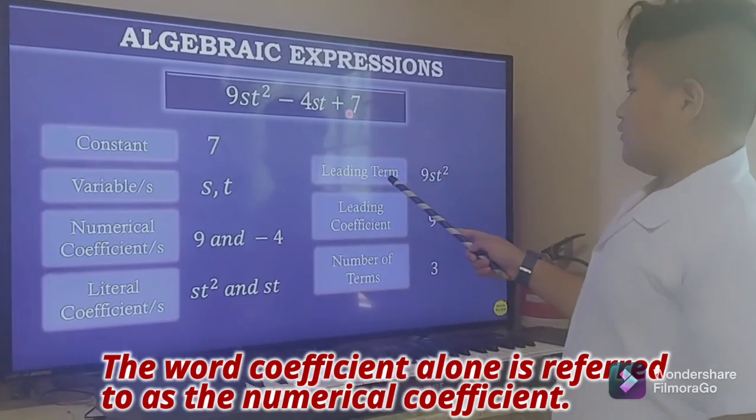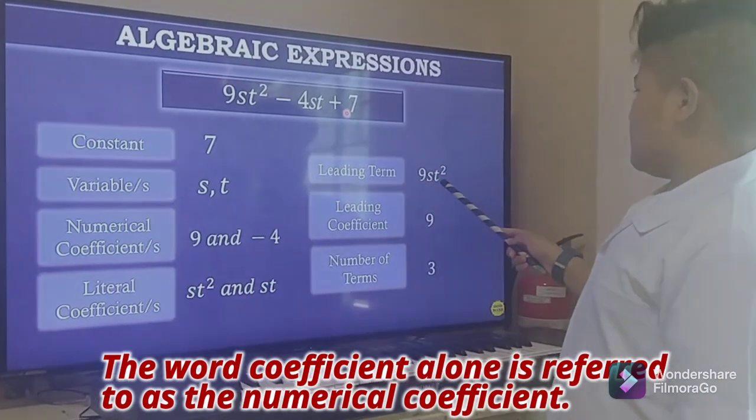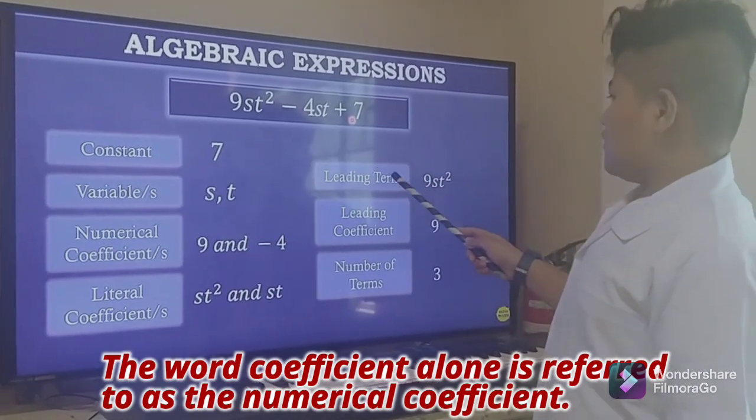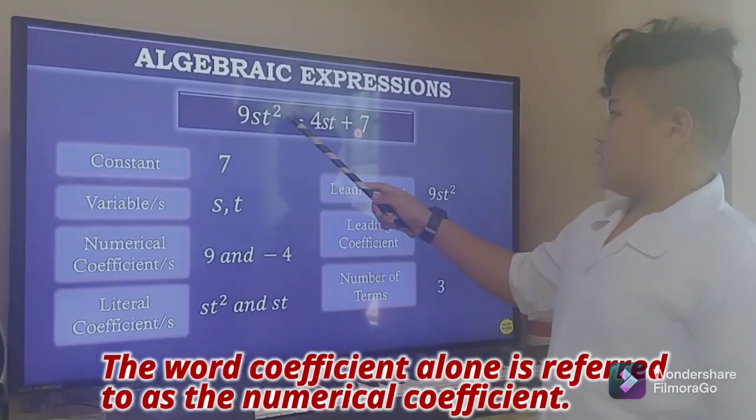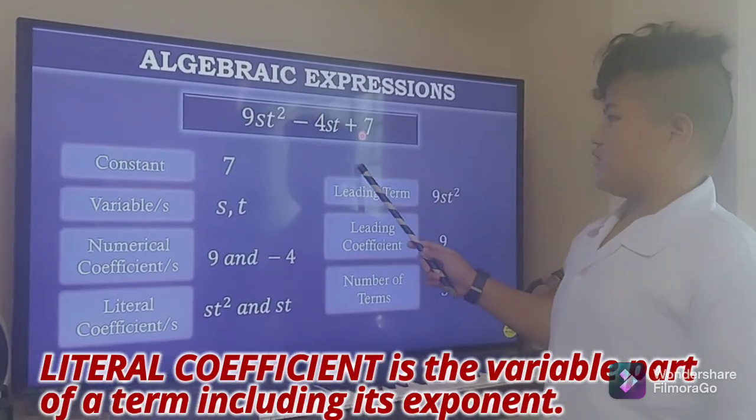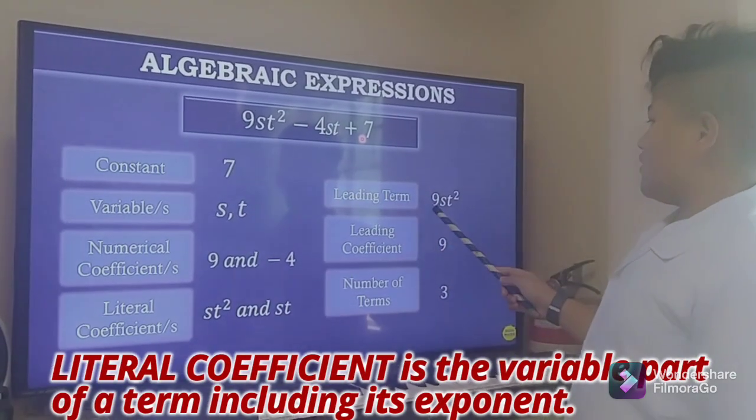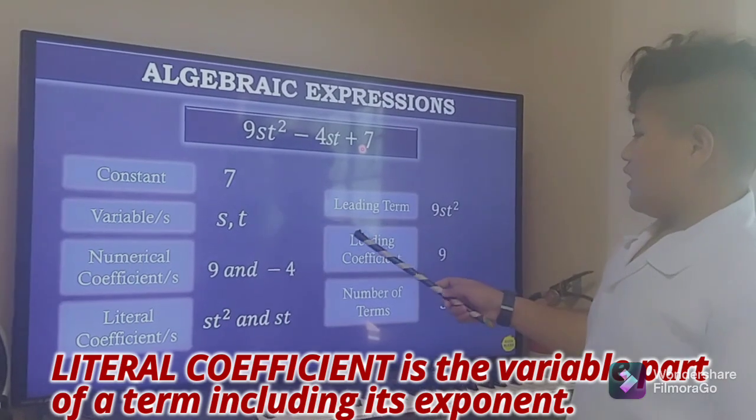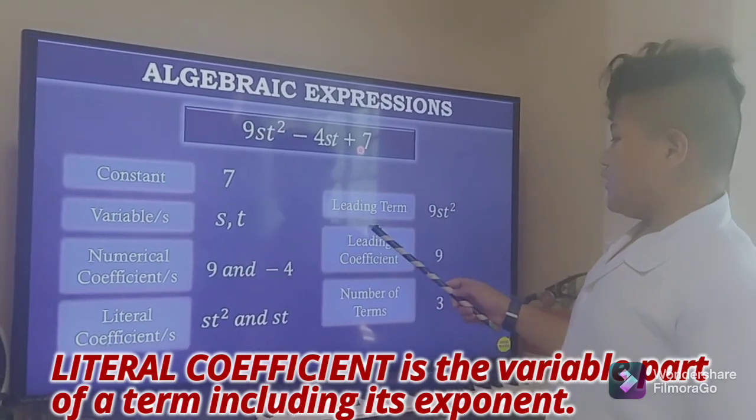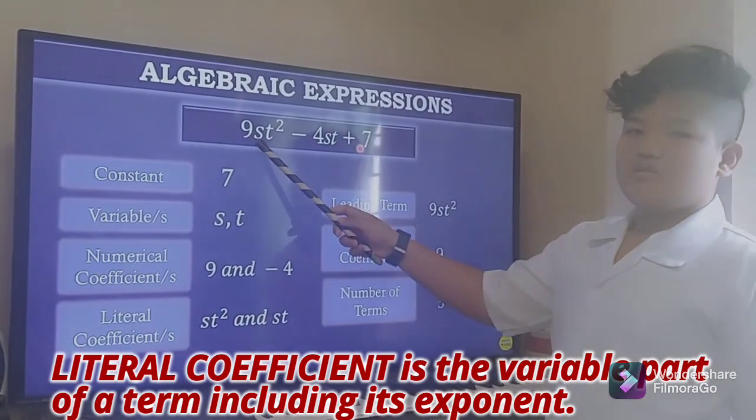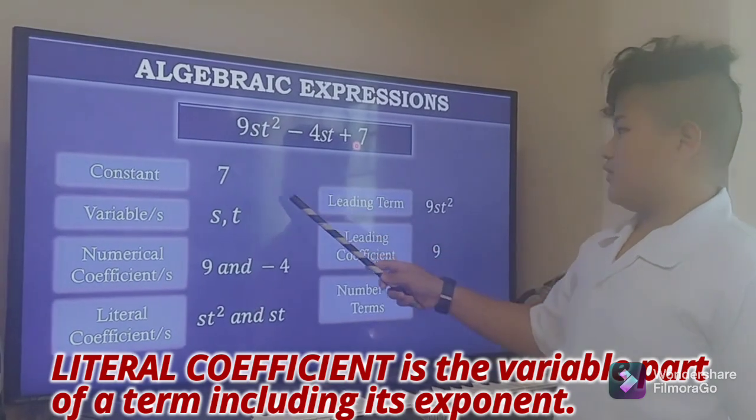Leading term. The leading term is 9st squared because it is the first term. Leading means the first one. So our leading term is 9st squared. Leading coefficient. Our leading coefficient is 9 because it is the first number in the term.